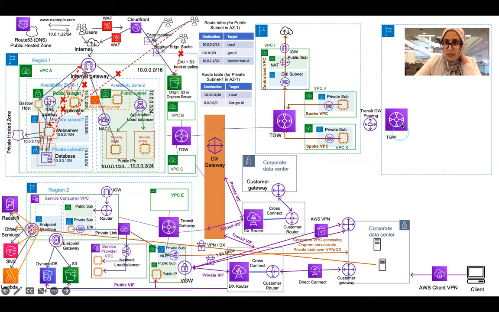Okay, and now what happens is if your transit gateways are in 2 different regions, they can also be connected with each other through transit gateway peering, right? So now this transit gateway in this region and this transit gateway in the separate region are connected to each other. And then we talk about something called the transit gateway route tables, right?